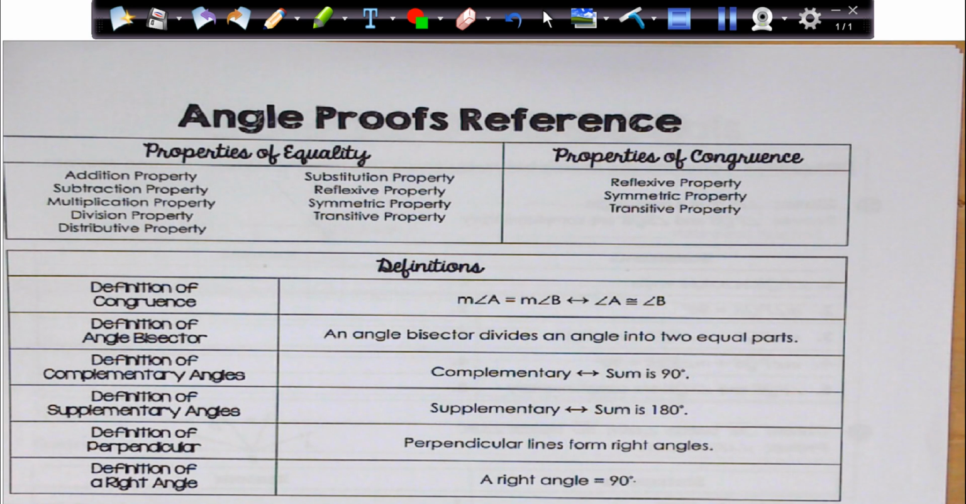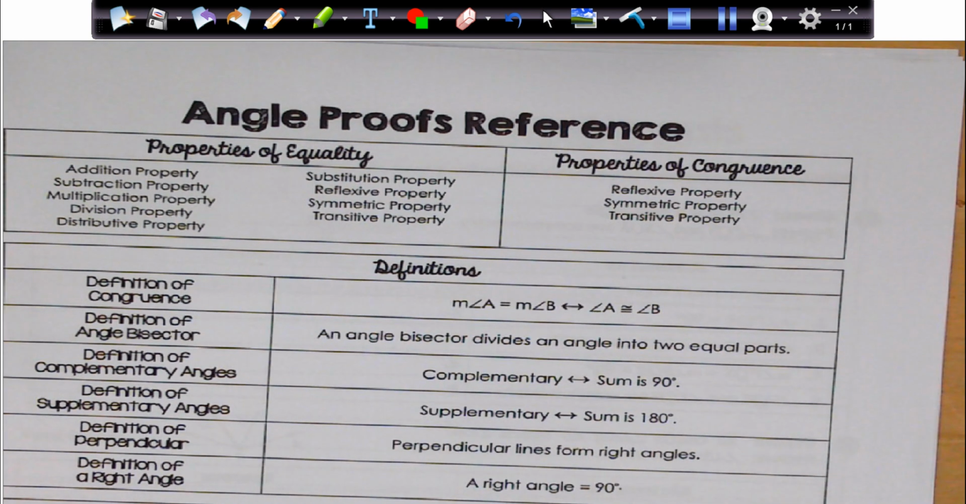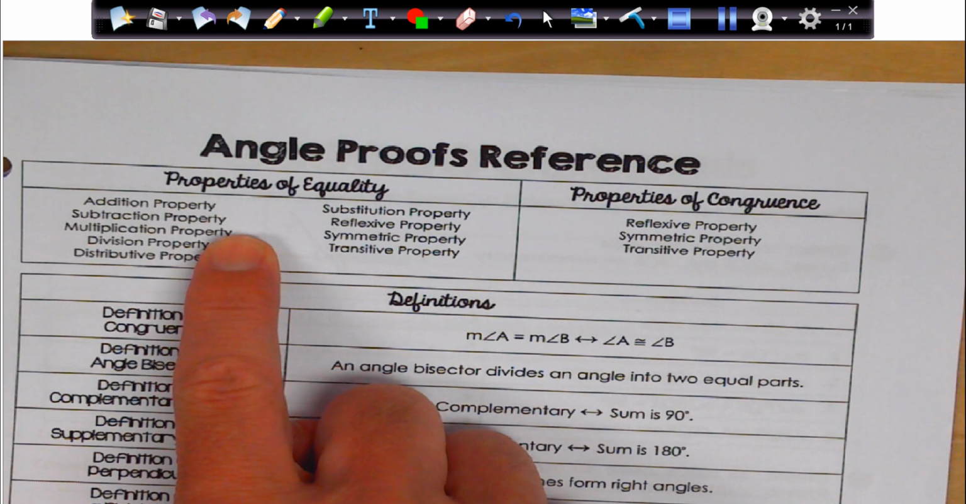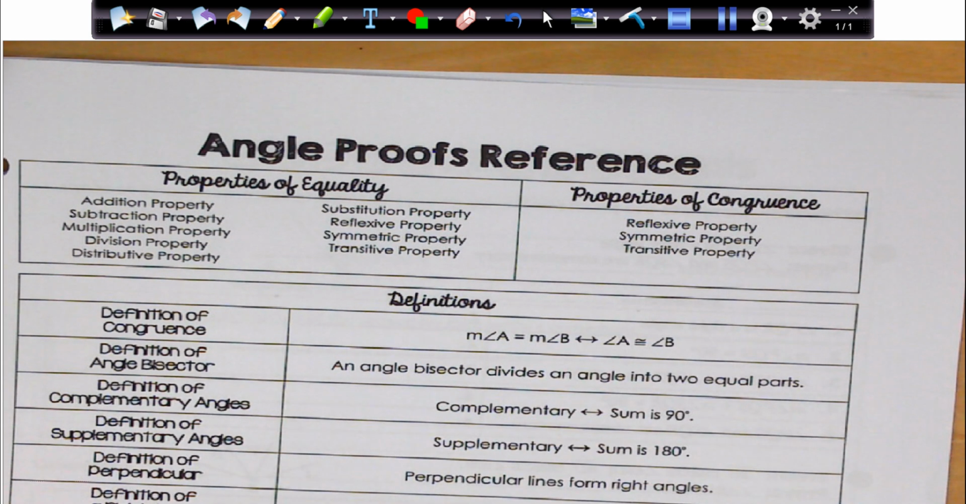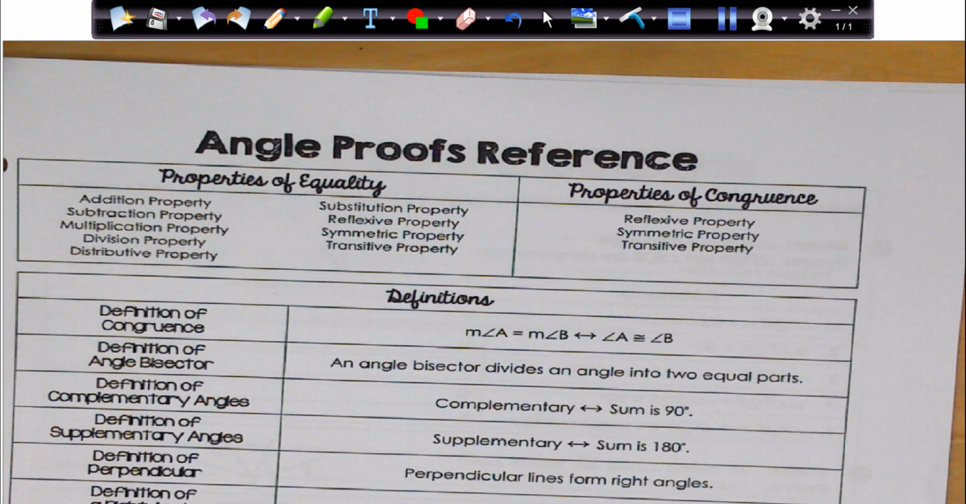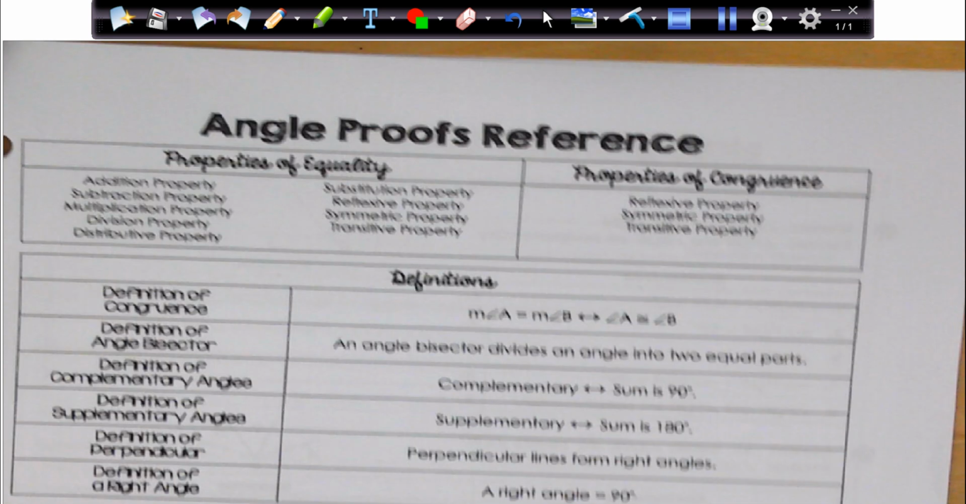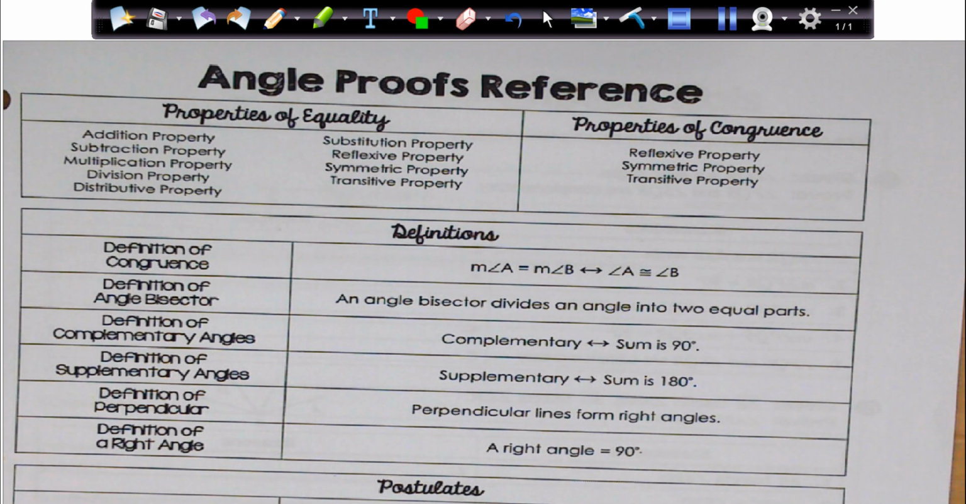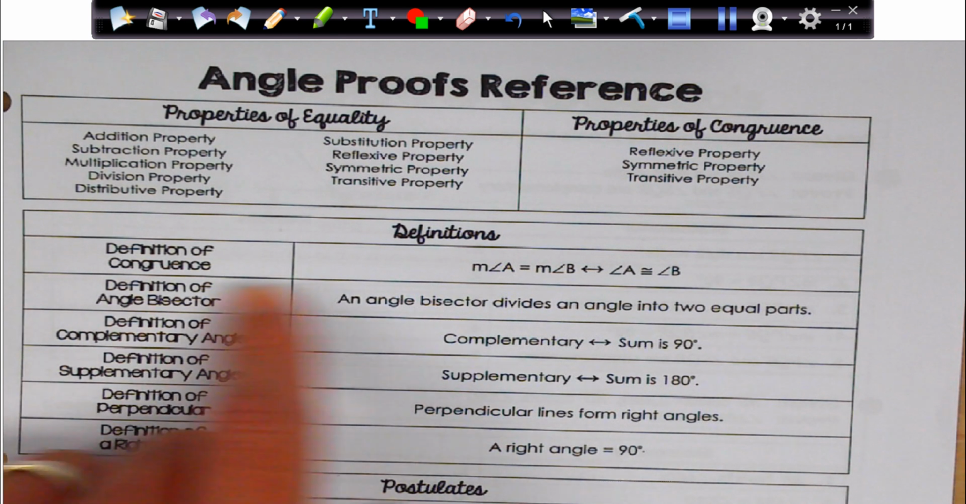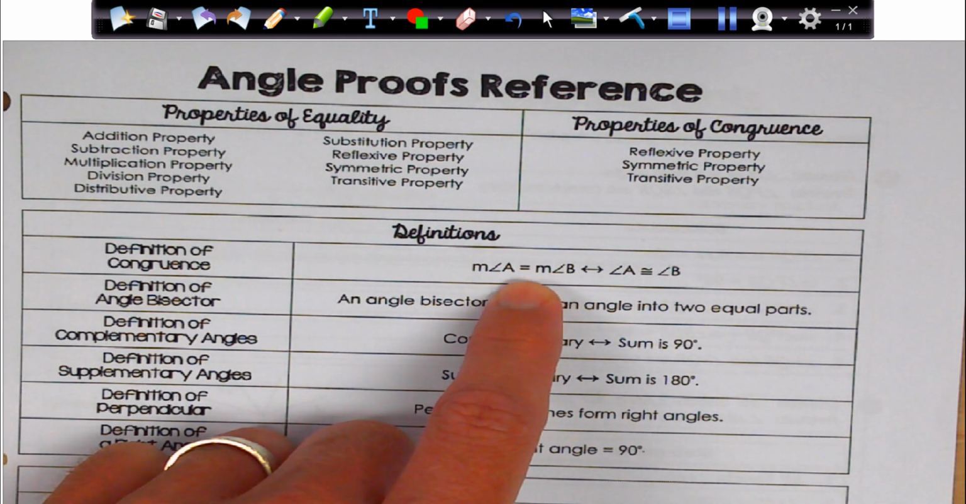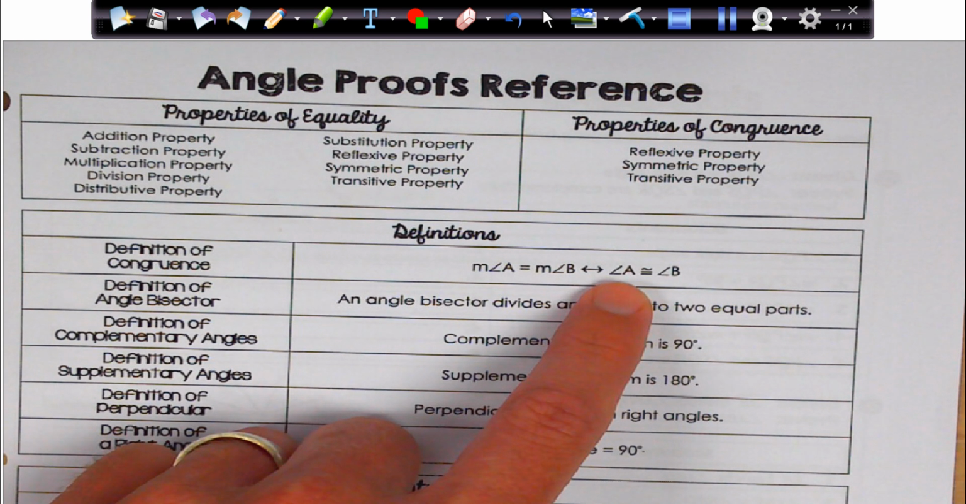Angle proofs, yes. Okay, so angle proofs, we have a lot of definitions in here. Again, we still have all of our properties of equality and properties of congruence from before. We do not want to forget those for our angle proofs. We have a bunch of other stuff here. So here's my definition of congruence: if the measure of an angle is equal, then the angle itself is congruent.